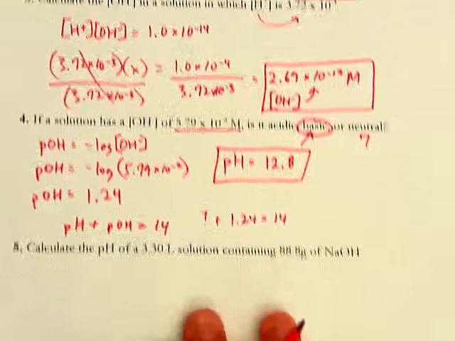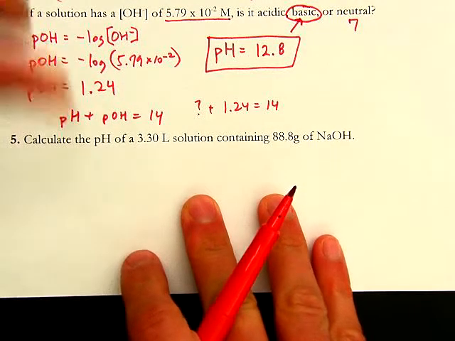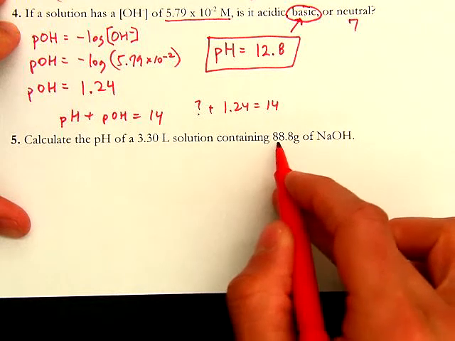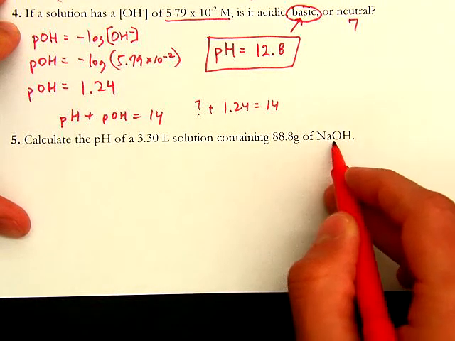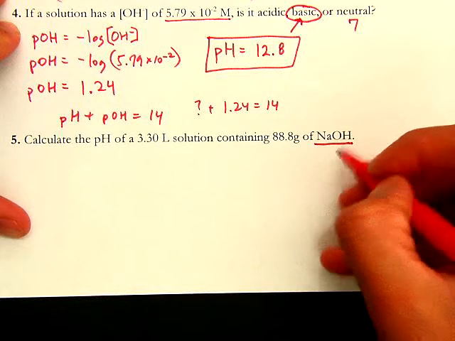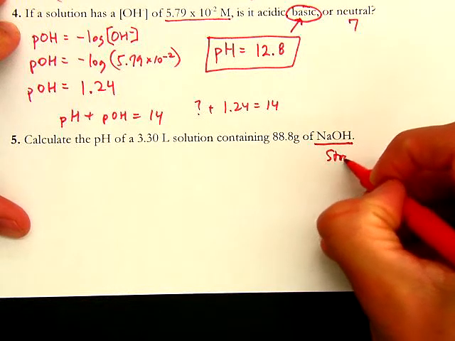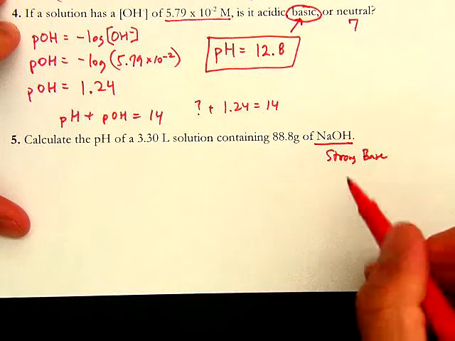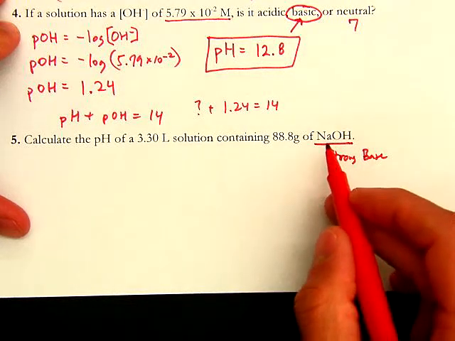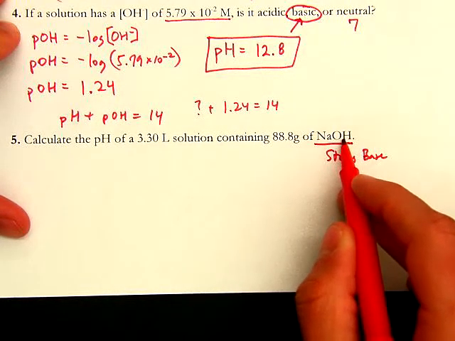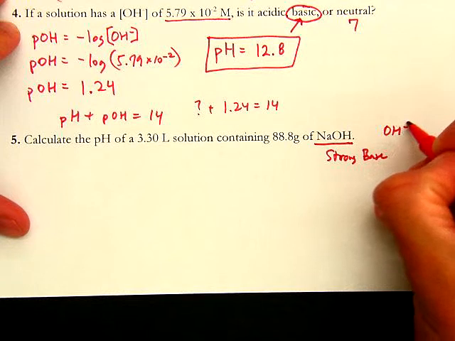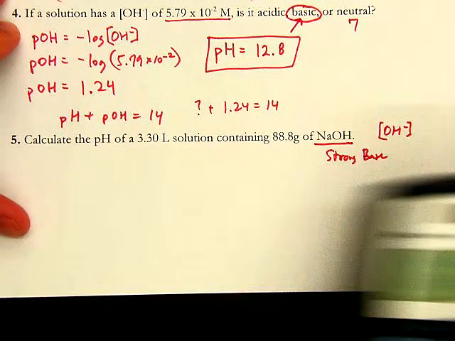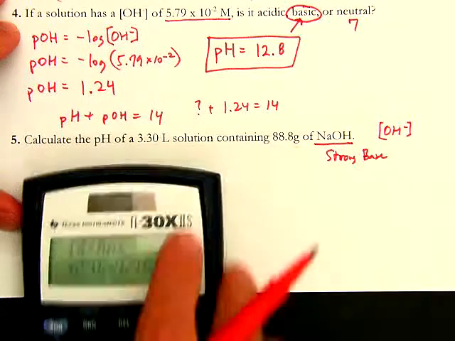Final practice problem, number 5. Calculate the pH of the 3.3 liter solution containing 88.8 grams of NaOH. First of all, NaOH is a strong base. So when we find the concentration of this, we're going to be finding the concentration of OH, and then we'll have to find the pH from there. So first we need to find our molarity.